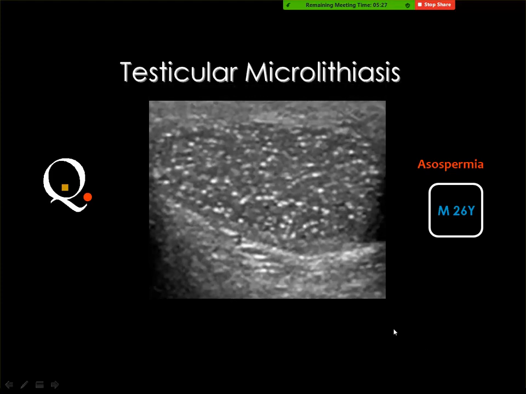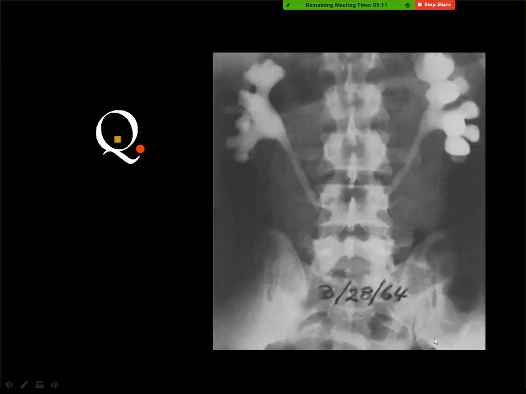Macrolithiasis. Yes, and this is testicular microlithiasis. And there are only two lesions which can produce these echogenic structures within the testicle, and these are testicular lipomatosis and microlithiasis, as you know.